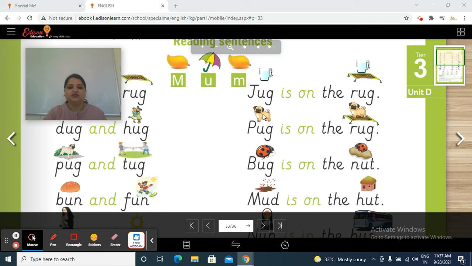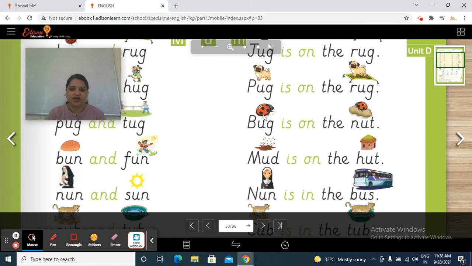Now tell me, whose picture is this? Yes, this is a pug. And where is pug? Yes, pug कहाँ पे है? Yes, रग के ऊपर. Okay, on the rug, है ना? रग के ऊपर है pug. So that's why we use on here. Okay, pug is on the rug. Pug कहाँ पे है? रग के ऊपर.